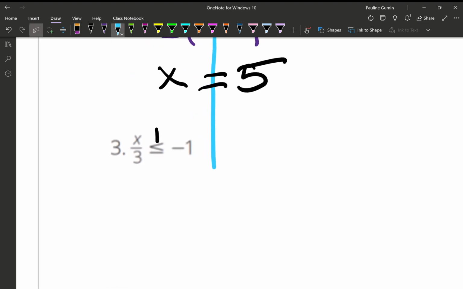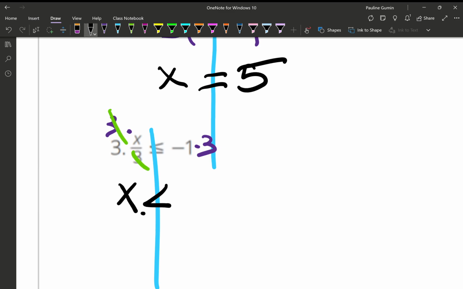In number 3, we have x over 3, which is x divided by 3, is less than or equal to negative 1. We'll solve it like we always solve division problems, by multiplying. So we've got x is less than or equal to negative 3.